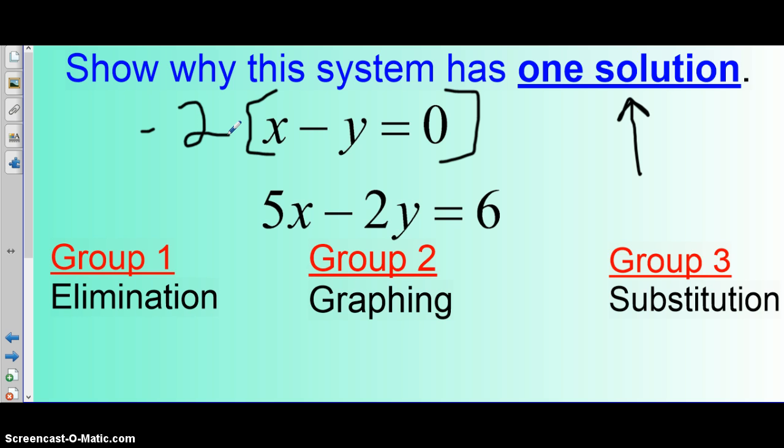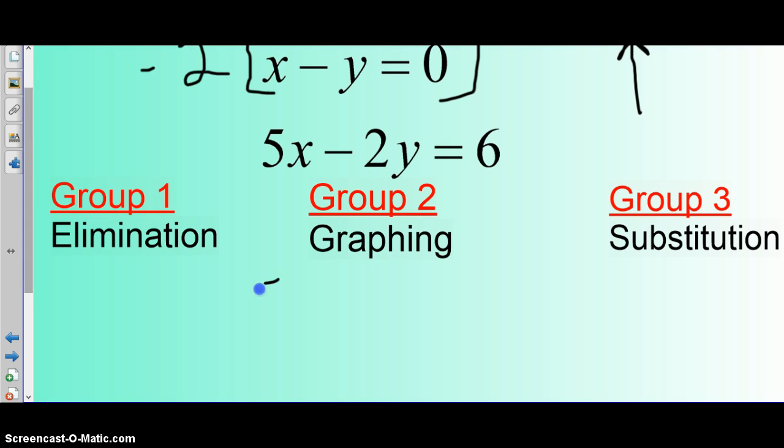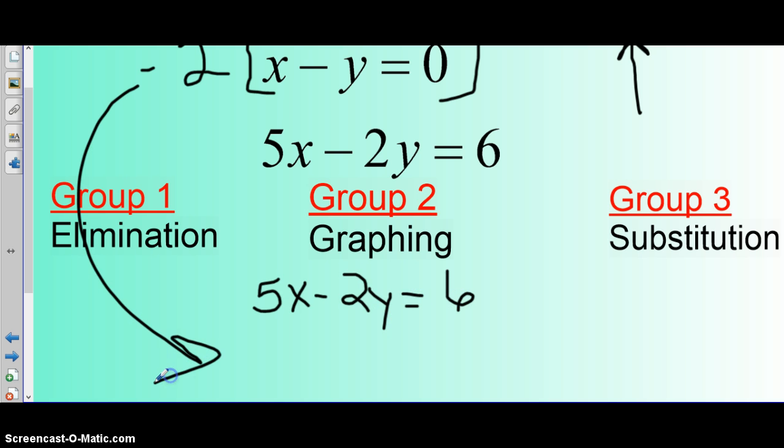So I'm just going to write it down here. We've got this original equation, 5x minus 2y equals 6. I'll put that down here. So when I use the distributive property, I've got -2 times x, it's -2x. A -2 times a negative y is a positive 2y. And 0 times anything, of course, is 0.